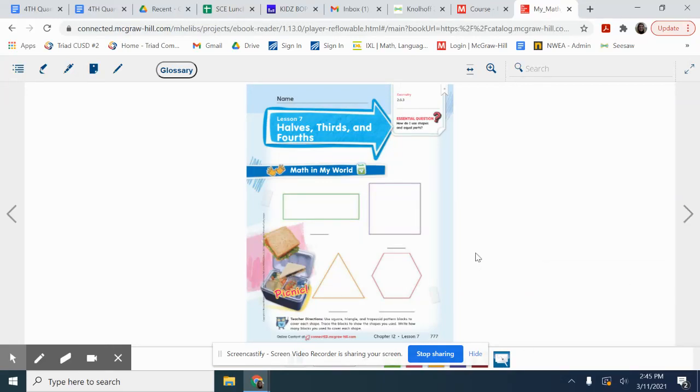All right, second grade, we are going to be starting on lesson 7, halves, thirds, and fourths. And I need you to turn to page 778. We're not going to look at this page today because you guys don't actually have the blocks to cover up each shape. So I want you just to go to page 778.